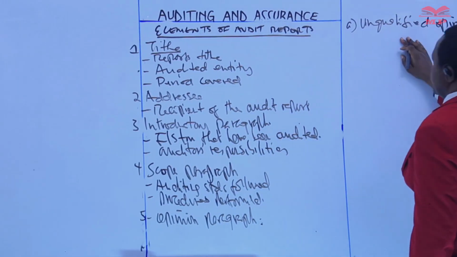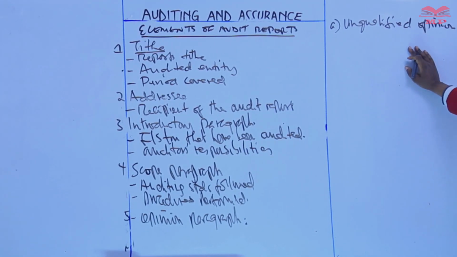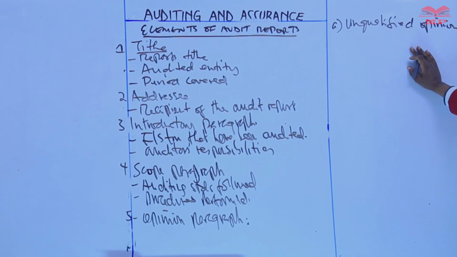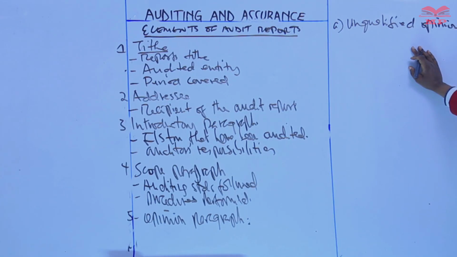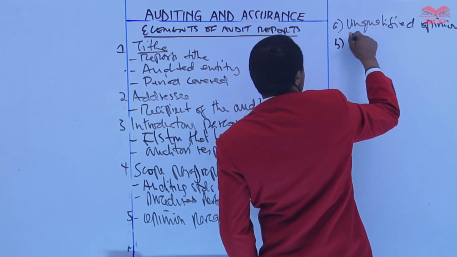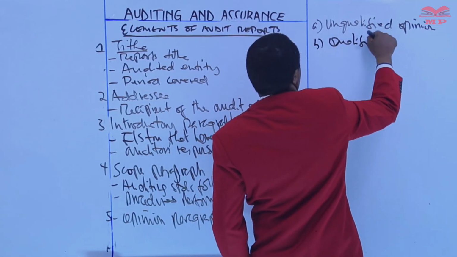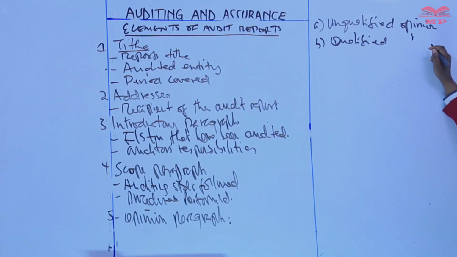Unqualified opinion is a positive opinion. This is where the auditor states that the financial statements are free from material misstatements and give a true and fair view. This is an unqualified opinion, a good report. Then you have qualified opinion.